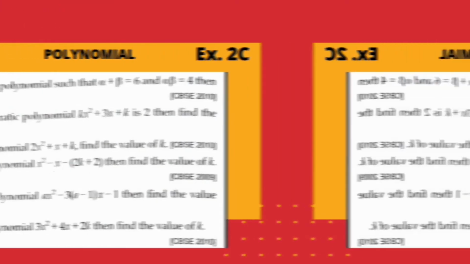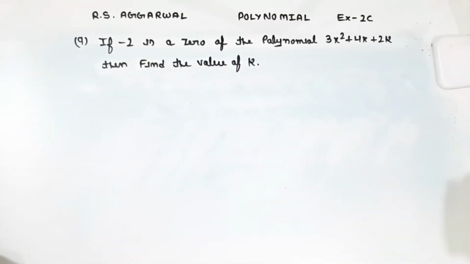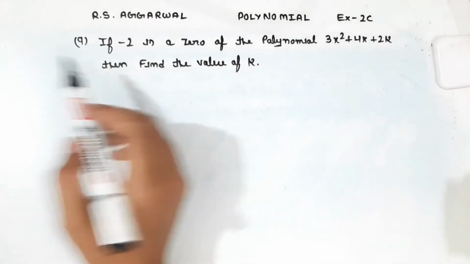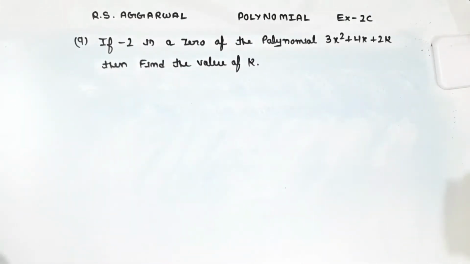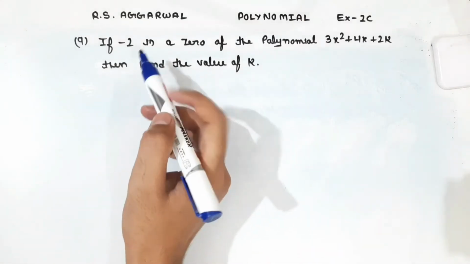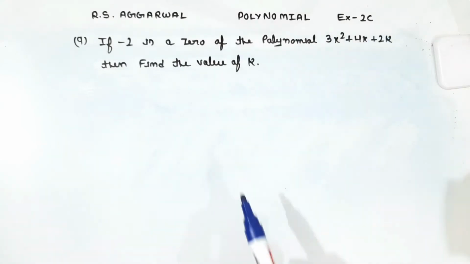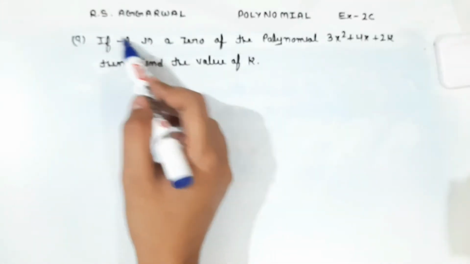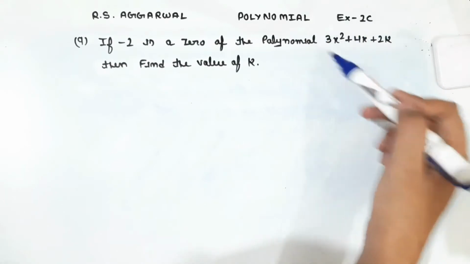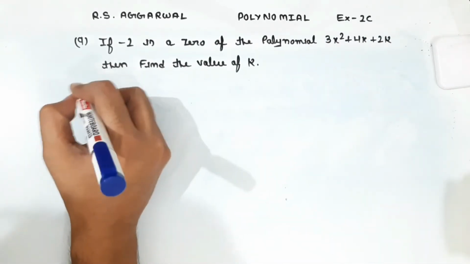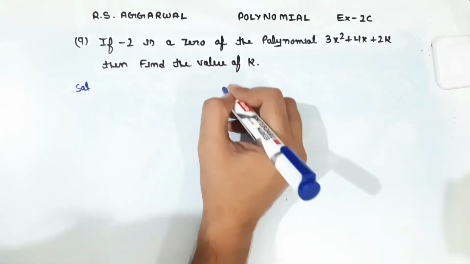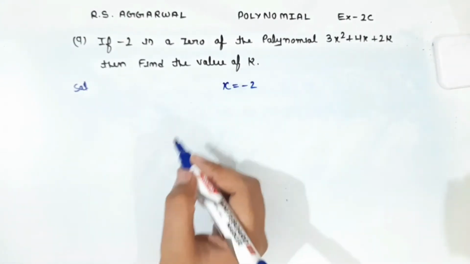R.S. Agrawal, chapter Polynomial, exercise 2C, question number 9. In question 9, we have given if minus 2 is a zero of the polynomial 3x square plus 4x plus 2k, then find the value of k. So in this problem, we have given that minus 2 is a zero of this polynomial. So at x equals to minus 2, the value of this polynomial will be equals to 0. x equals to minus 2 is a zero of the given polynomial.